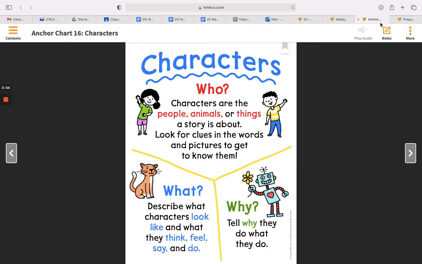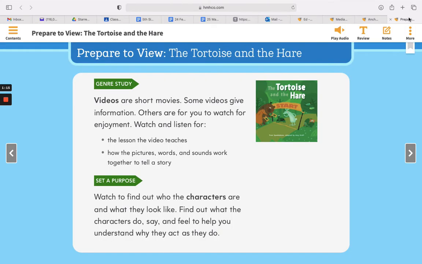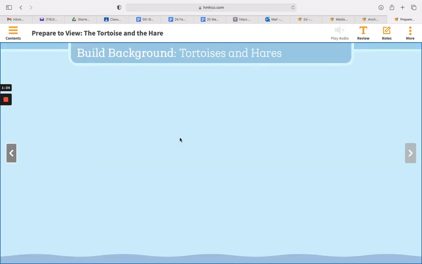We can get to know them, the tortoise and the hare, by the words in the story and the pictures that will go along with the story. We can describe what the characters look like, the way they feel, what they say, the things that they are thinking and doing. And then why. Tell why they do what they do. So let's listen to the tortoise and the hare. Let's build a little bit of background about it.